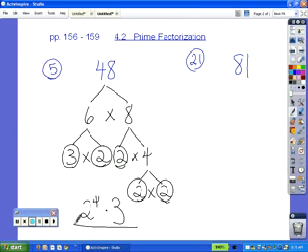This is the part that has to be the same. Your factor tree may look different if you choose to use other factors, but your final answer will come out to be the same.